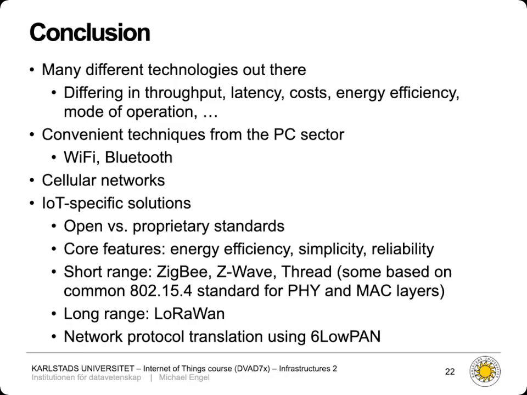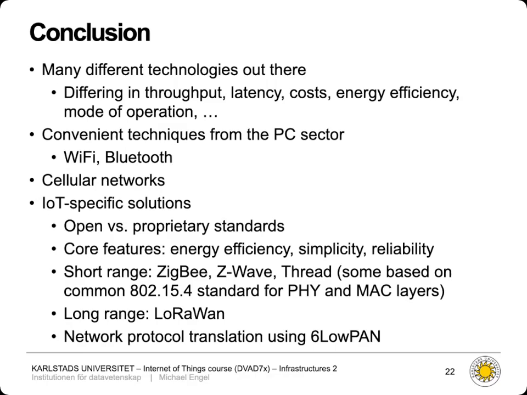So, in conclusion, we've seen a large number of different technologies, differing in throughput, in latency, in costs, in energy efficiency, in the operation mode, in the range, and so on. We've seen we have an adoption of convenient technologies from the PC sector like Wi-Fi and Bluetooth. We have cellular networks, which actually cost money to transfer data. And then we have very many IoT specific solutions, open versus proprietary standards. Most have in common that they're very energy efficient, simple, and also reliable. And we've seen mostly we can classify between short range and long range protocols.